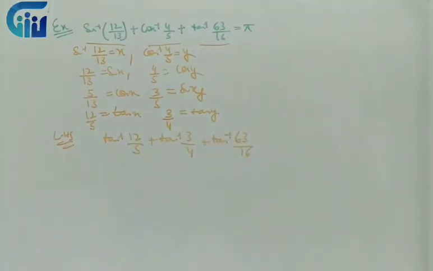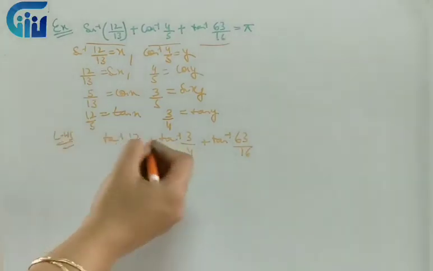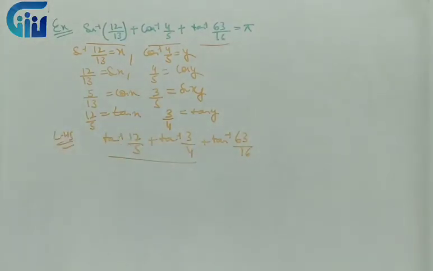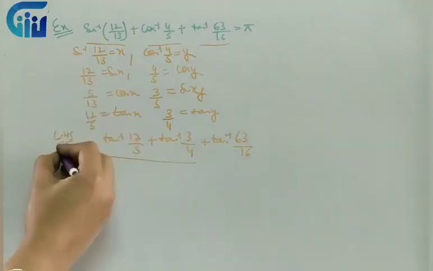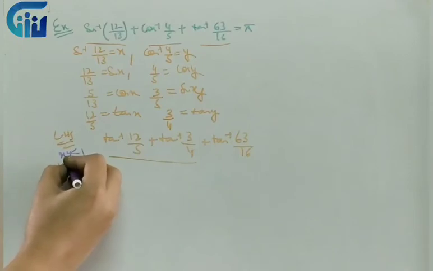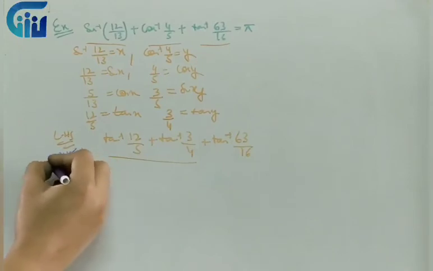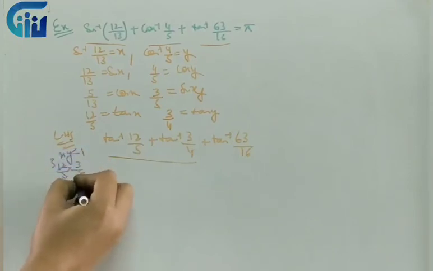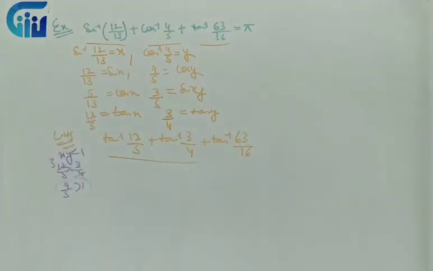Right? Now what do we have? We have to apply the formula. So if I check these two terms, what condition do we have to check? That xy should be less than 1. So what is my x? 12 by 5. What is my y? 3 by 4. If I multiply, it comes out to be 9 by 5, which is greater than 1. Hence our next formula comes into the picture: tan inverse x plus tan inverse y, if xy is greater than 1, then pi plus, right?